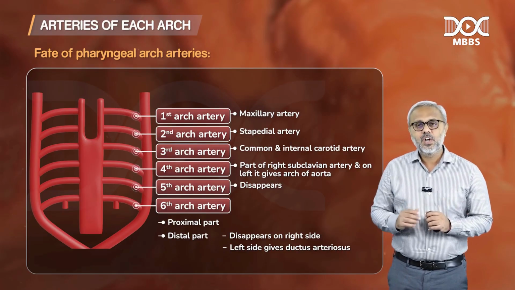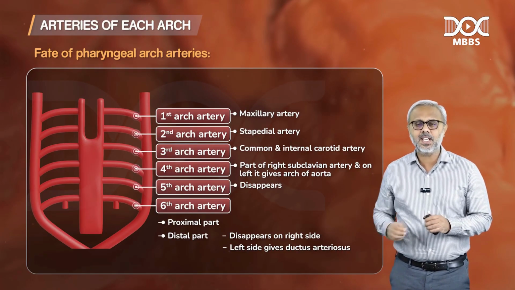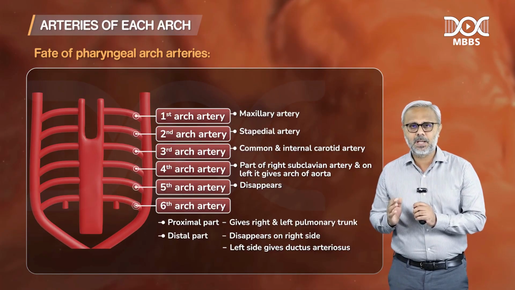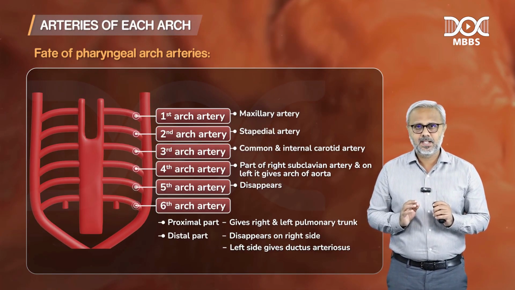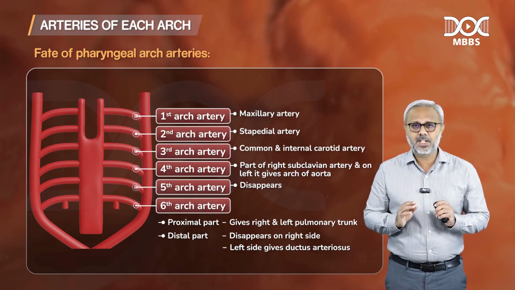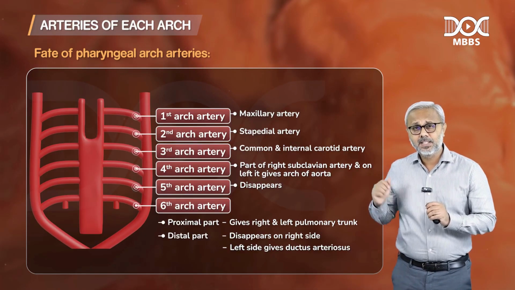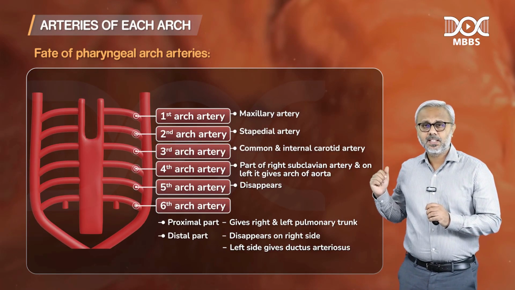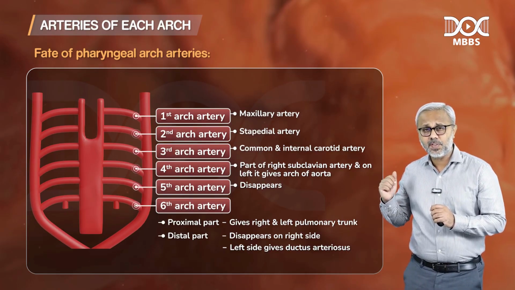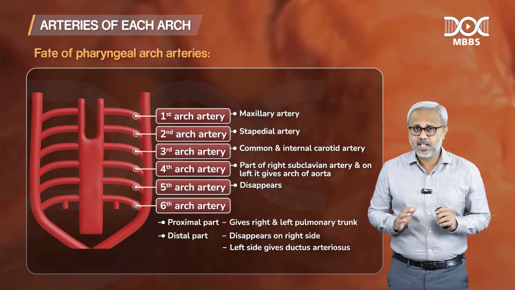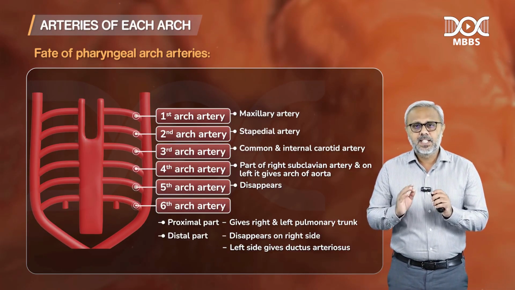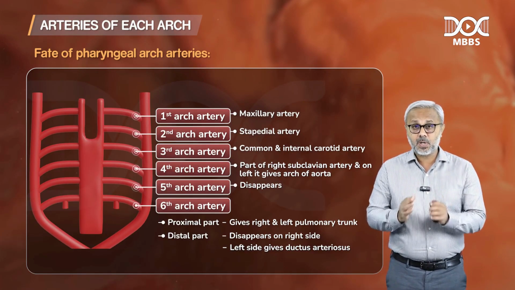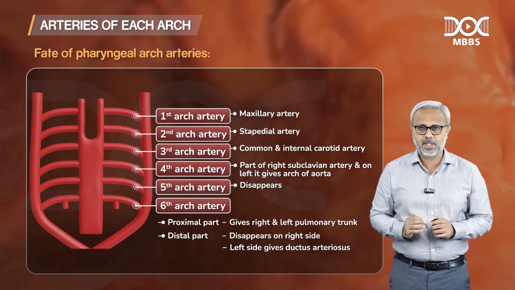Are we clear? Right. What about the proximal part of the sixth arch artery? The proximal part of the sixth arch artery will give rise to the right and the left pulmonary trunk respectively. Are we clear? So in pharyngeal arch arteries, apart from remembering the derivatives of each arch arteries, we must learn why the course of recurrent laryngeal nerve differs on the right side and the left side. Hope it is clear now. Right? This completes the derivatives of pharyngeal arches. Remember, only the mesodermal component of the pharyngeal apparatus.